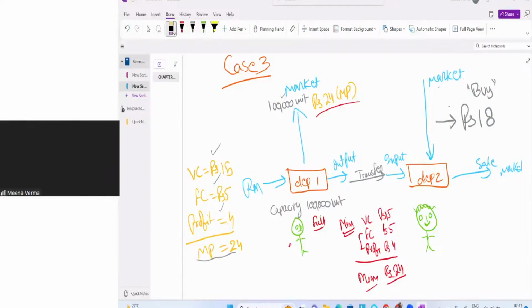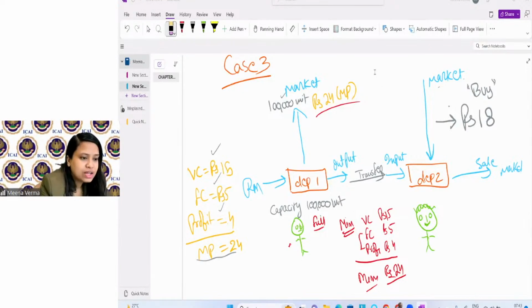The question here is whether the transfer will take place or not, and at what price. If yes, at what price will the transfer take place? Tell me quickly, will the transfer take place or not, and what will be the price? At what price will the transfer happen, and whether the transfer will happen here or not. This is the question. Okay.